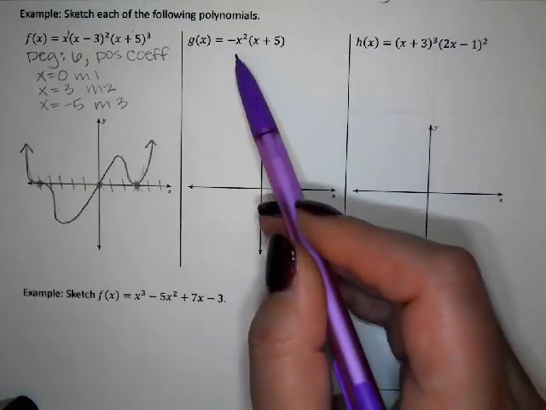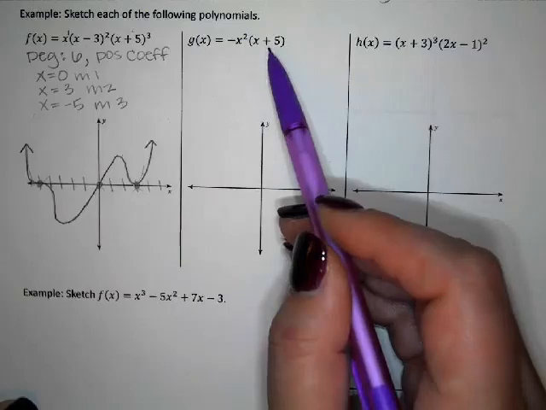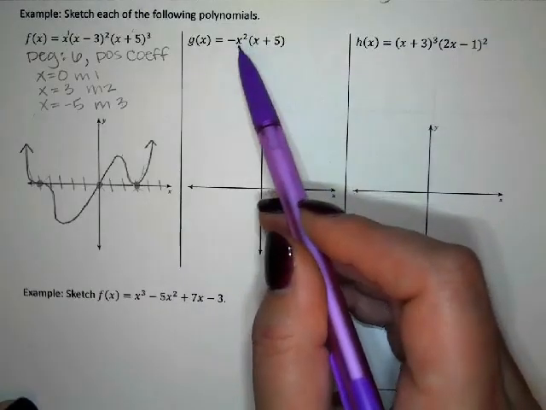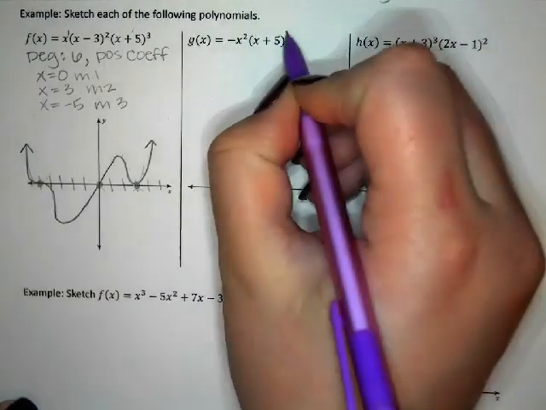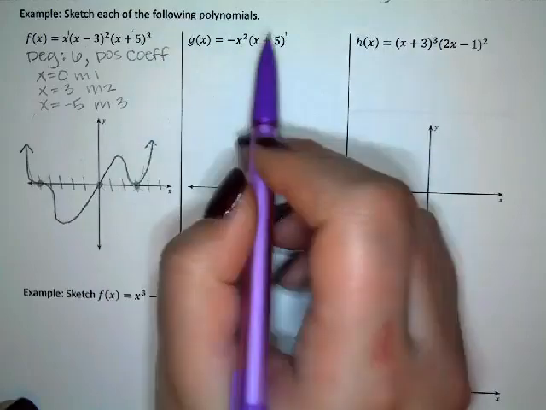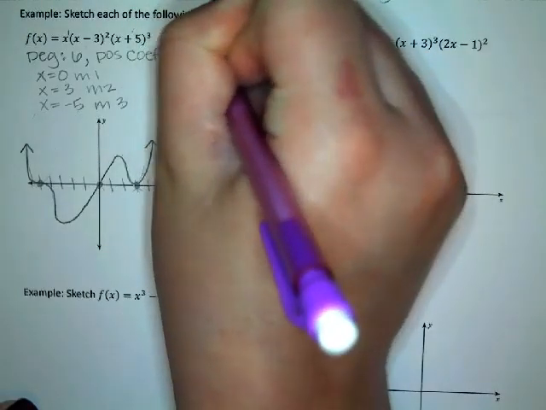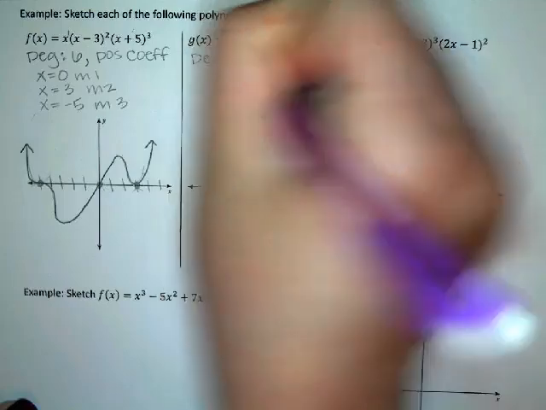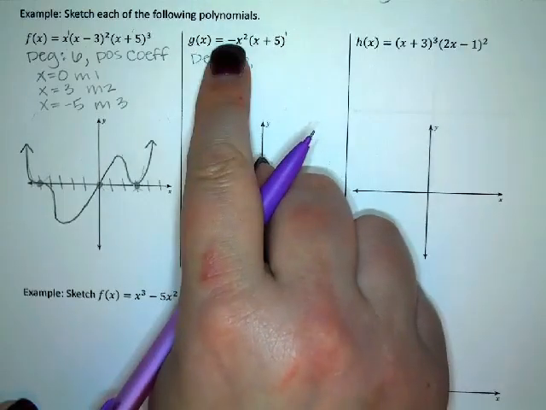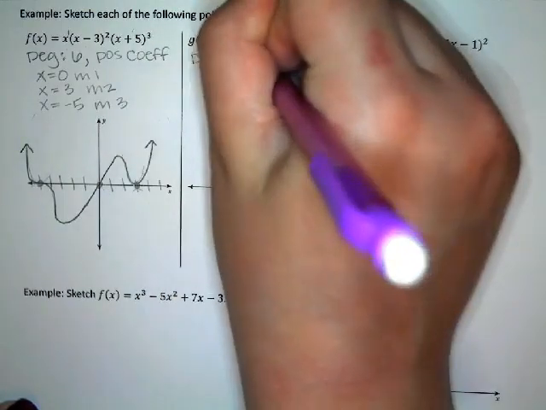For the next polynomial, we have -x² times x plus 5. So again, I need to find the degree, and I can do that by just adding the multiplicities together. 2 plus 1 is 3. And this time we can see that the coefficient is negative.